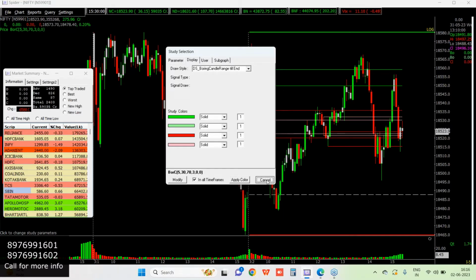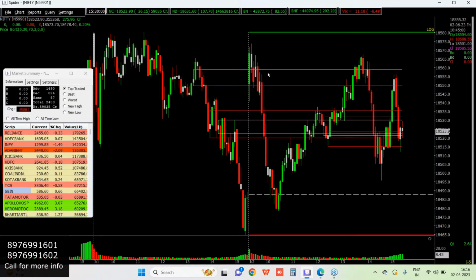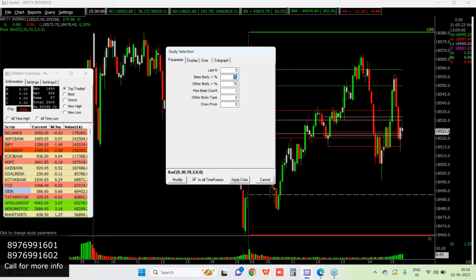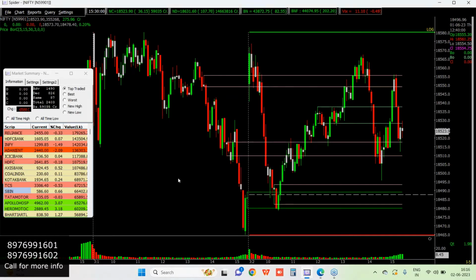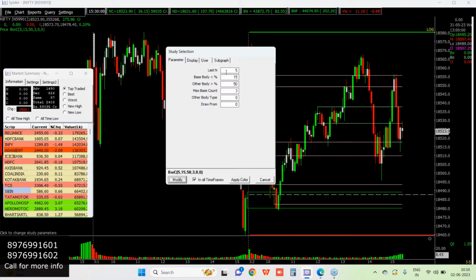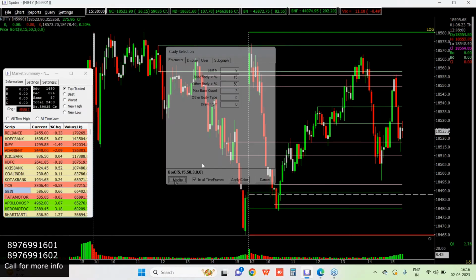Right now, let's assume I want to filter this more, because I want to find the actual support and resistance. So I'll modify the base settings from 30 to 15%, and the other body from 70 to 50%. Okay, now I'm modifying. Clearly I got these base candles, and if I want to increase the number of bars, I'll put 7, or you can put 8 for the last 8 levels as per the study. Okay, so I added it over here.